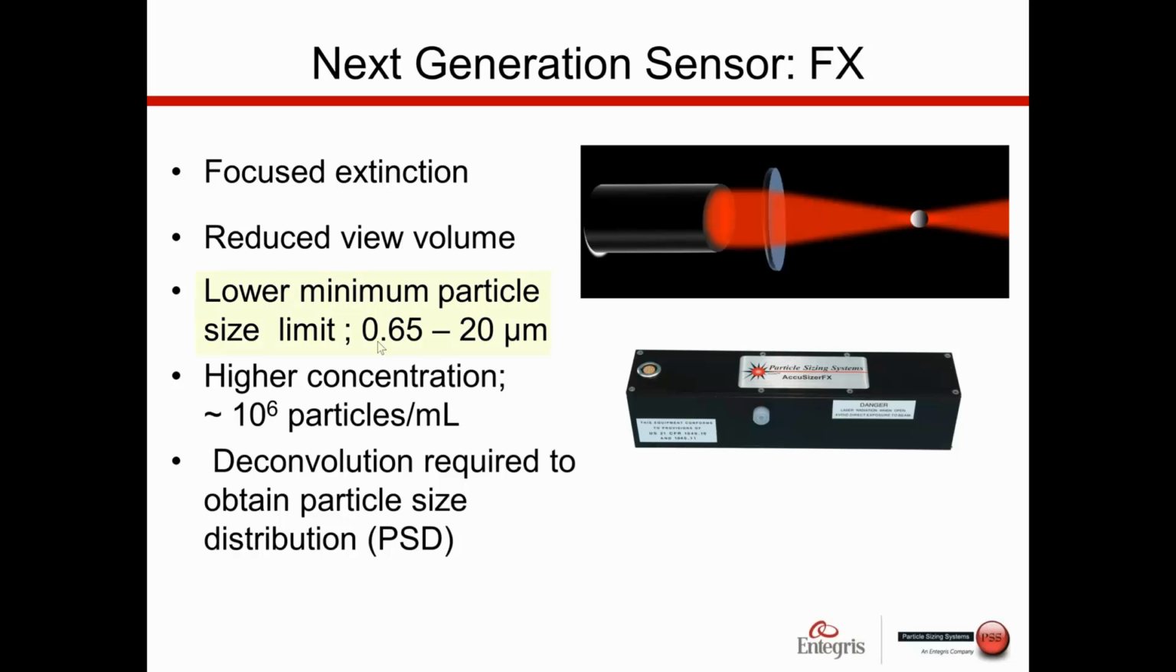The size range of the FX sensor is about 0.65 to 20 microns. And there is a deconvolution algorithm built into the system to get from the conversion from pulse height to particle size. This is actually the most popular sensor for the AccuSizer Mini systems online, the FX sensor.